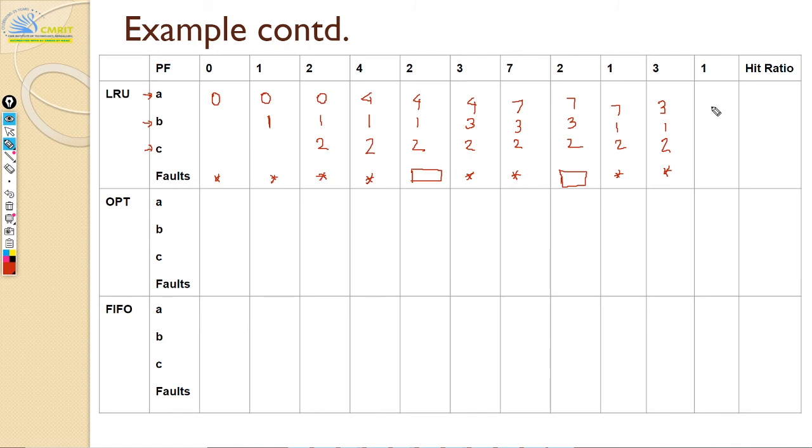I think it'll remain the same. So 3 1 2, yeah, it'll remain the same. No, it's 3 1 2, and there is no fault here. So now, hold on. You're not over yet. So now, what's the hit ratio?